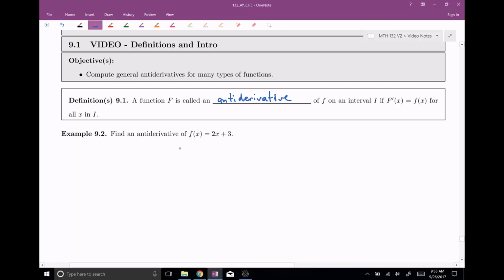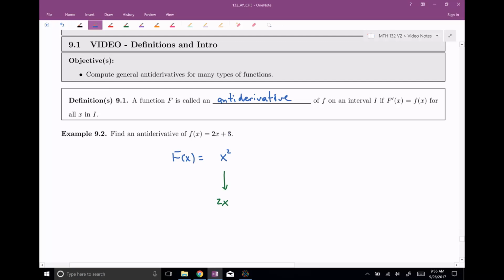So find an antiderivative for f of x equals 2x plus 3. So I'd like to find an antiderivative. Okay, so I'm going to do capital F, and I would like something so that when I take the derivative of it, I get back to little f, right? So staring at this for a little bit, let's go ahead and try something like an x squared, because if I was to take the derivative of x squared, I would get 2x, and that gives me this first piece. Okay, well, where does this 3 come from?